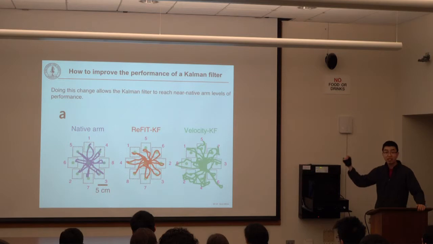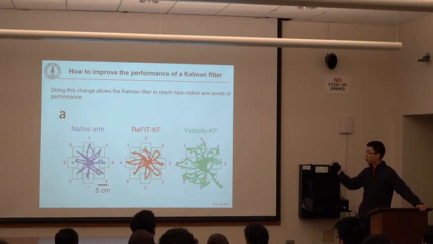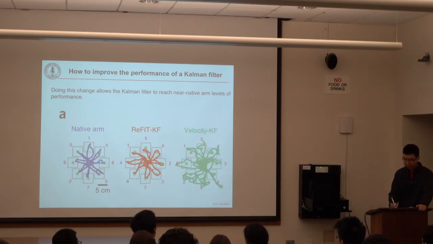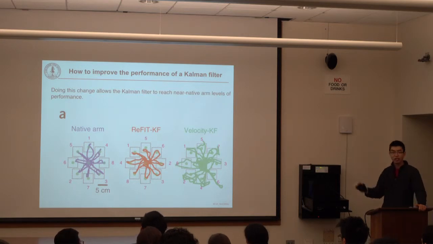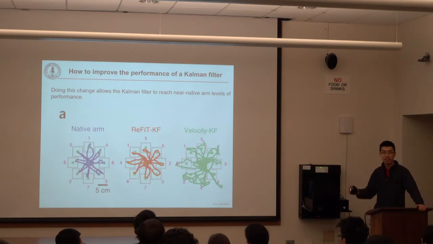He's able to stop precisely on each target to acquire it. And you'll notice that the variance in these trajectories is quite a bit less than the velocity KF. And the refit KF, just by eye, looks closer to the native arm. And in quantifying performance, it's that way also.